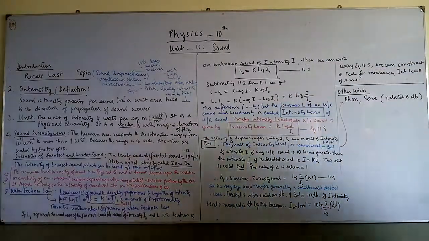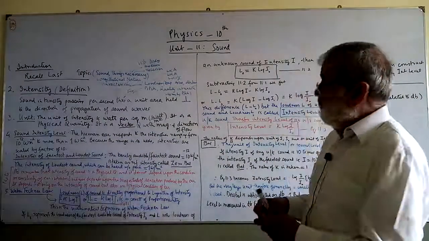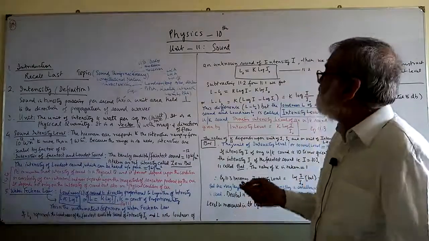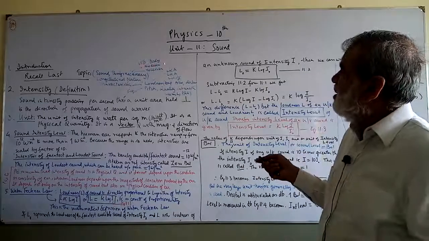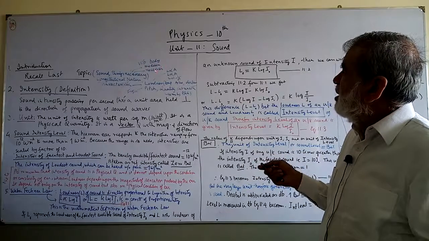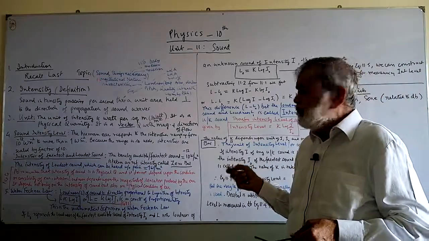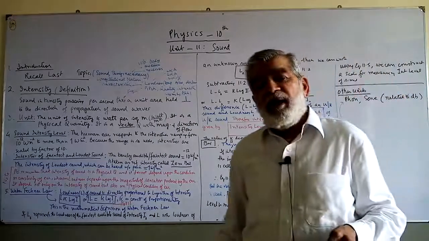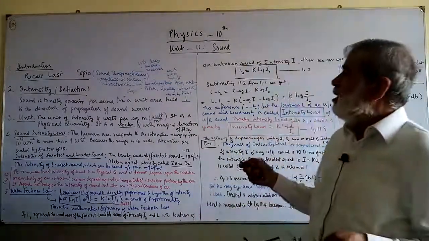These three things were necessary for the production of sound: a vibrating body, a material medium, and a receiver. Then we talked about the longitudinal nature of sound waves, and we said that sound waves are mechanical waves and are longitudinal in nature.